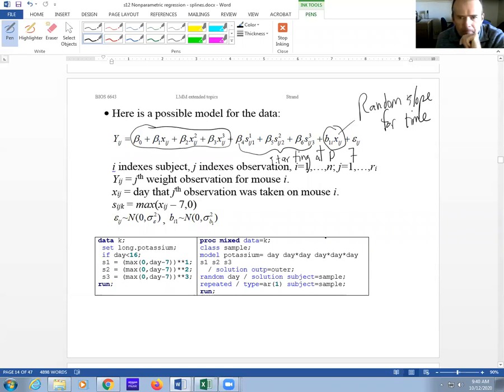Do you have to? Go ahead, Elise. Do you have to have the same model on both sides? For instance, could I do linear on the first part and quadratic on the second? You could. Yeah, you could. That's a good question. It doesn't have to be constrained to be the same.